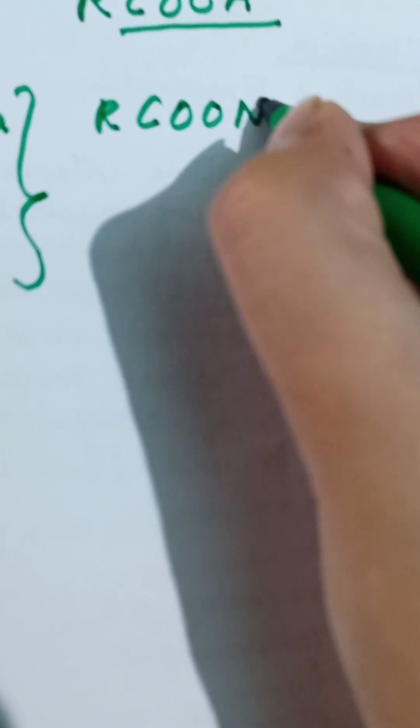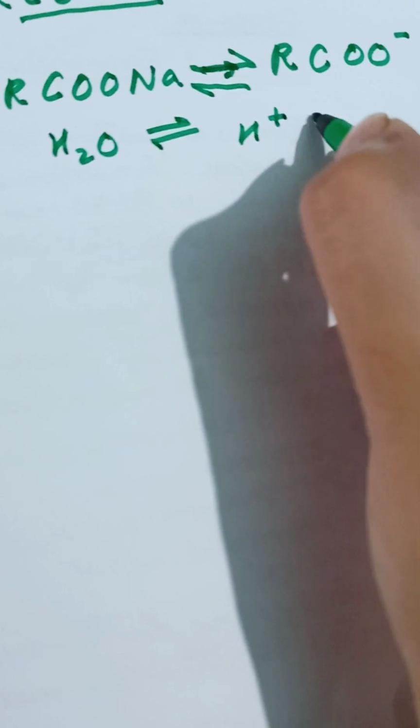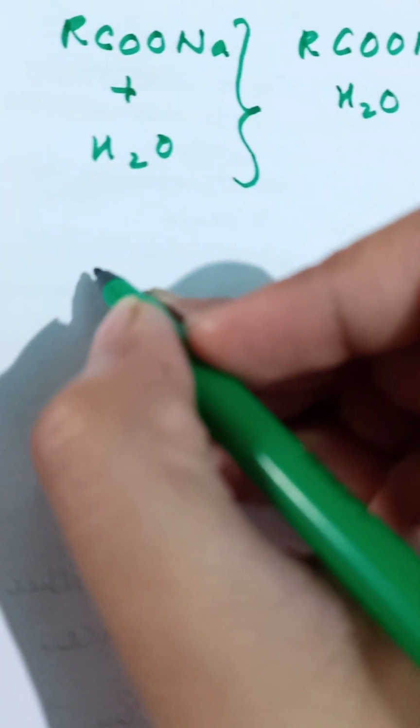So RCOONa after electrolysis will give us, here should be a sign of reversibility, RCOO negative plus Na positive, and here H2O will give H positive and OH negative. So we've got two anions and two cations.